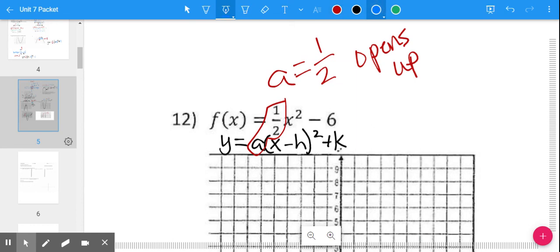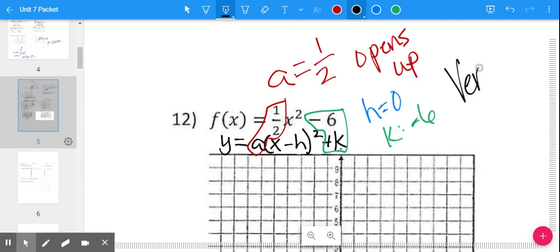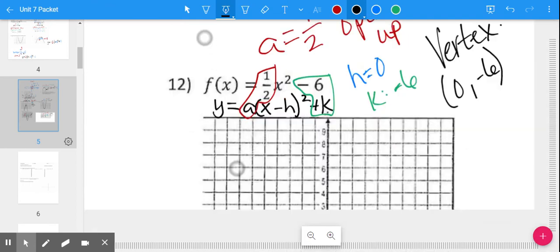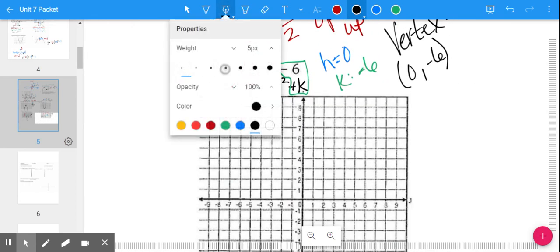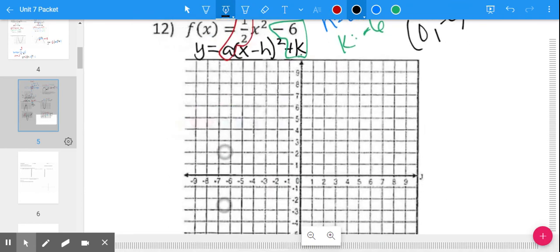So we're at another situation where there's nothing inside of the parentheses with x, which means your h value is 0. And then k is what is added on to the end. So this k value is -6. Vertex is h, k. So your vertex is 0, -6. So plot your vertex first, 0, -6.